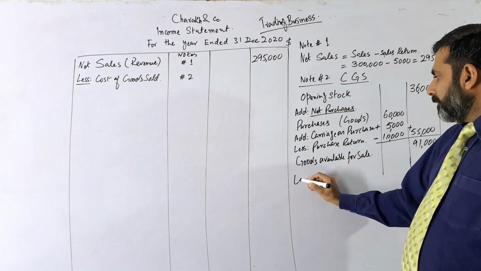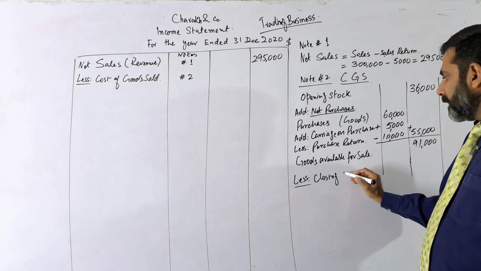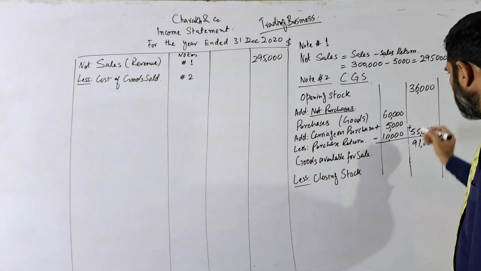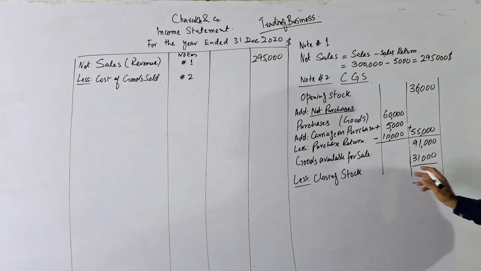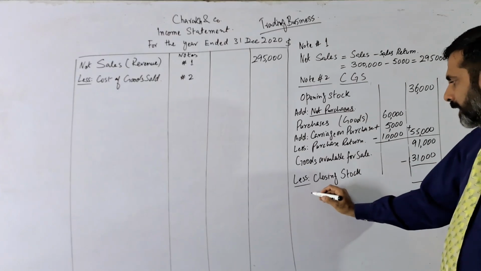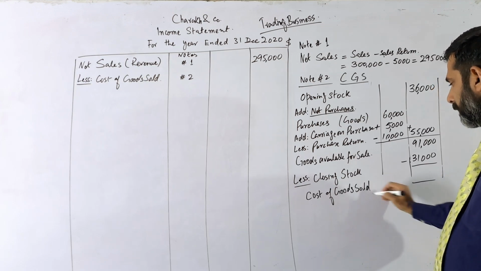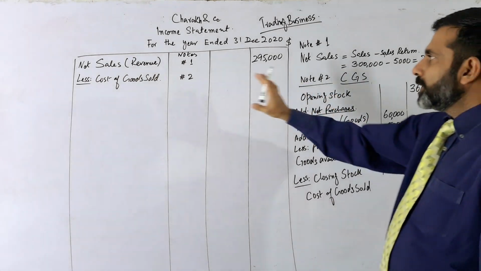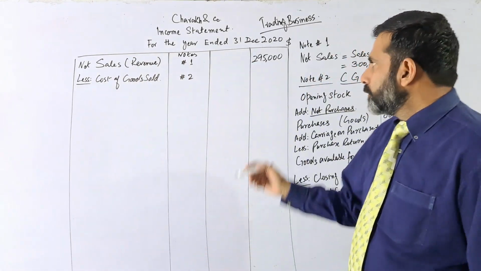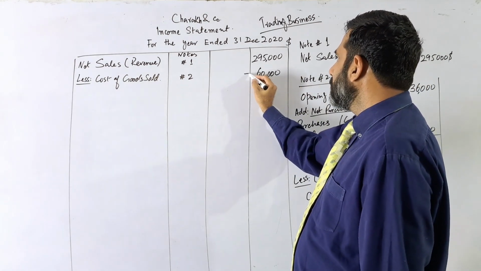Let's say now we have to do what? We have to less the closing stock or closing inventory. Let's say the closing inventory is 31,000. So if we deduct this one, closing inventory, this is the cost of goods sold. So it is 60,000. So this 60,000 is the amount which we have to use here in the cost of goods sold. So we will minus here 60,000 as a minus value.